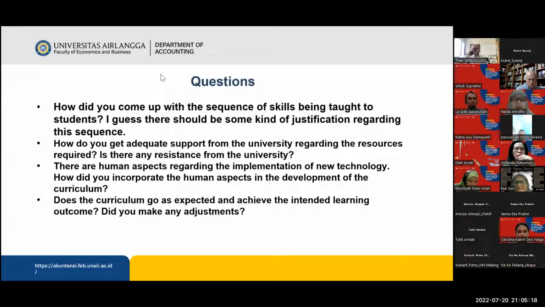Okay, thank you, Theo. And for the second question, how do you get adequate support from the university regarding the resources required? Is there any resistance from the university?